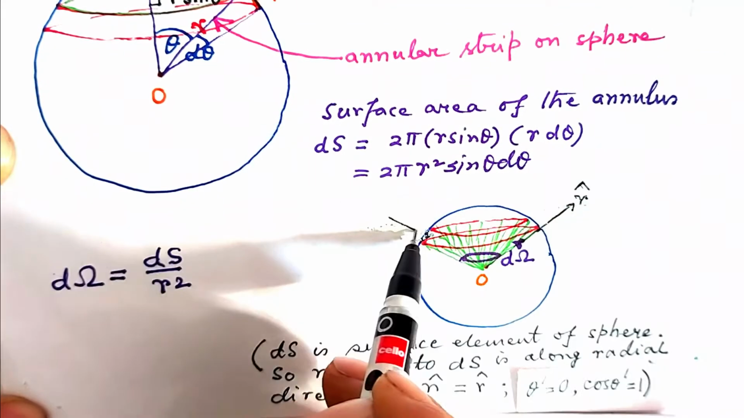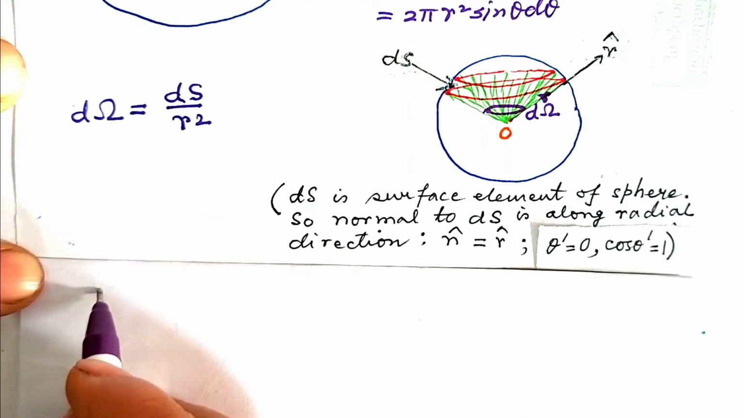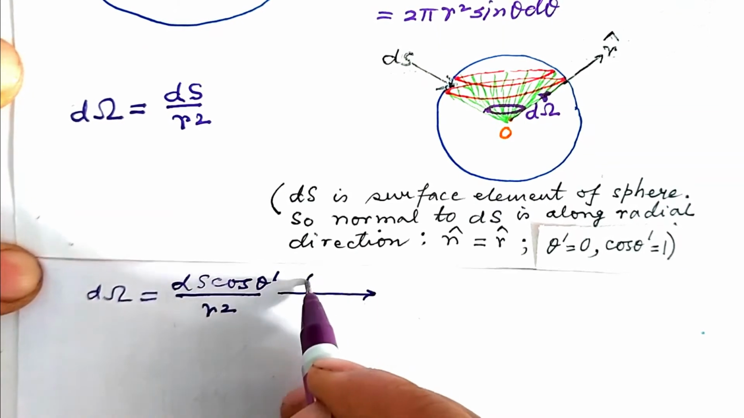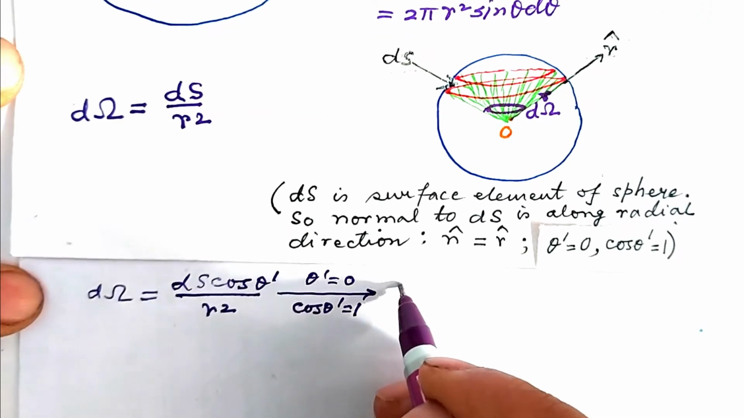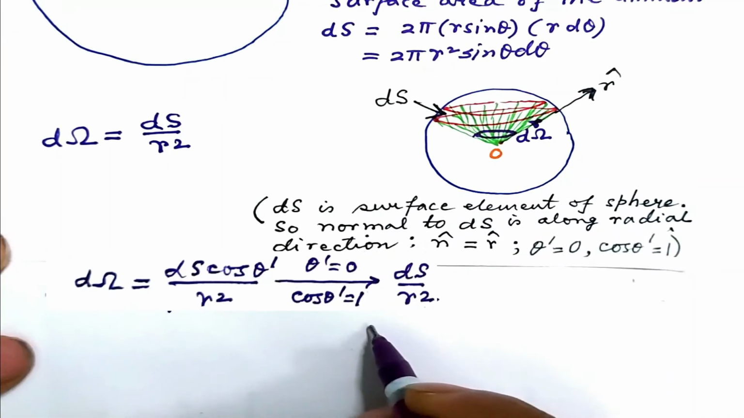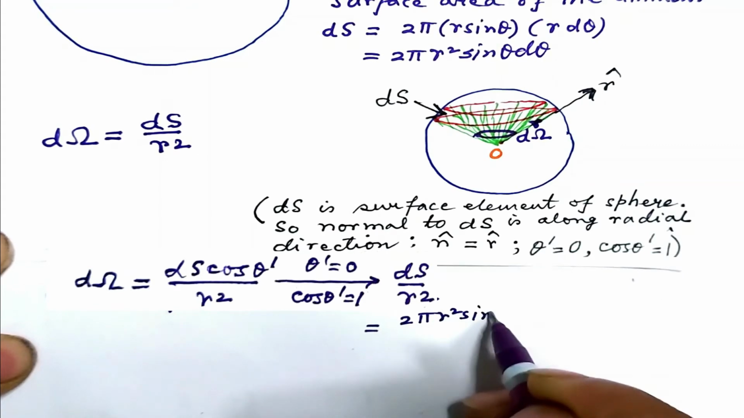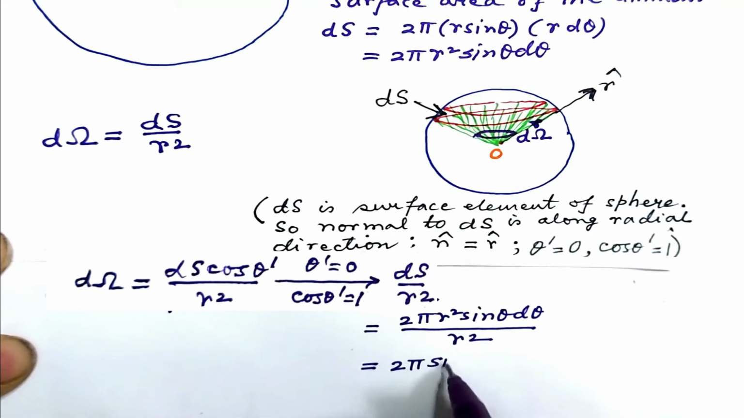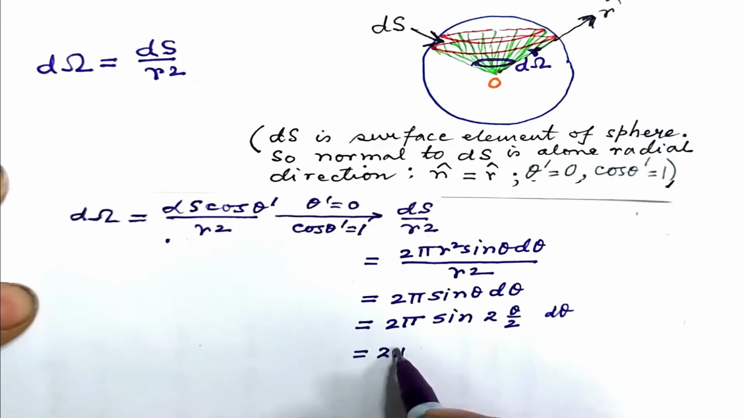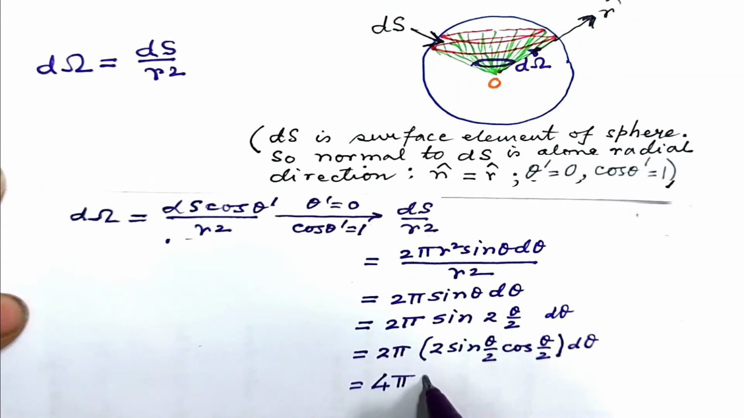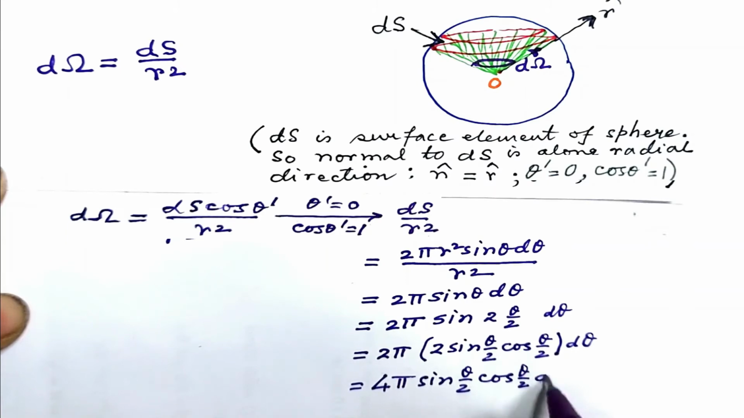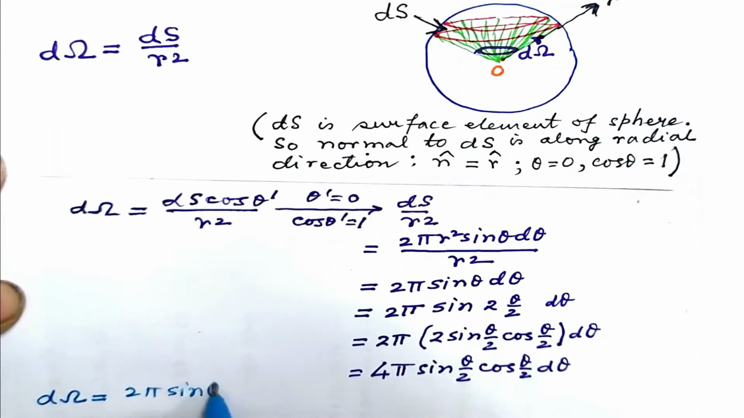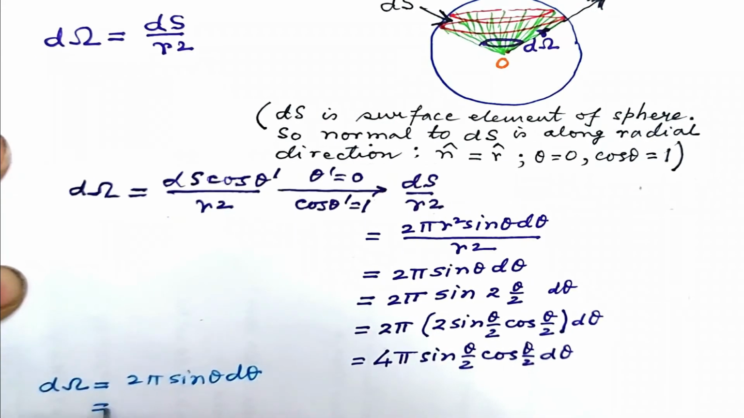Let us show r cap and this is ds. Hence d omega equal to ds cos theta prime by r square. With theta prime equal to 0, cos theta prime equal to 1, we have ds by r square. Put the value of ds to get 2 pi r square sine theta d theta divided by r square. This gives 2 pi sine theta d theta. We can also write it as 4 pi sine theta by 2 cos theta by 2 d theta. This theta is the polar angle. Let us make a gist, that is, write the two important expressions.